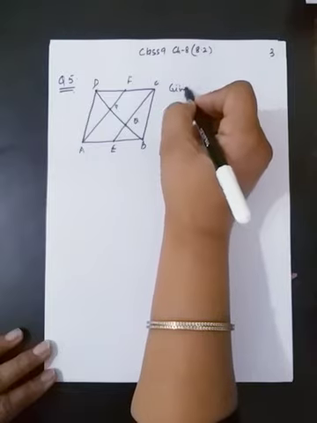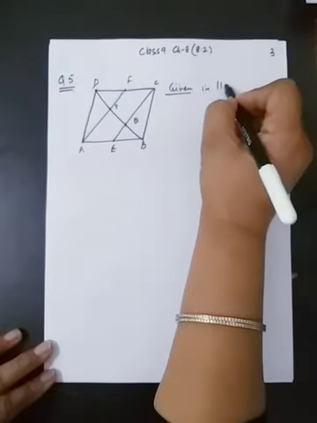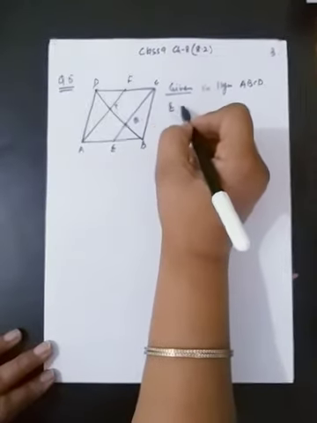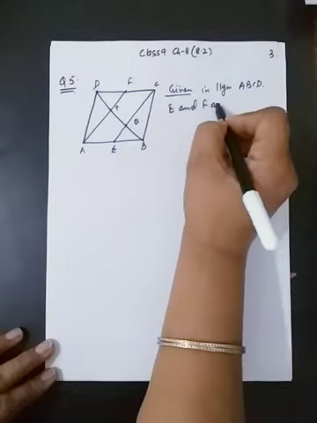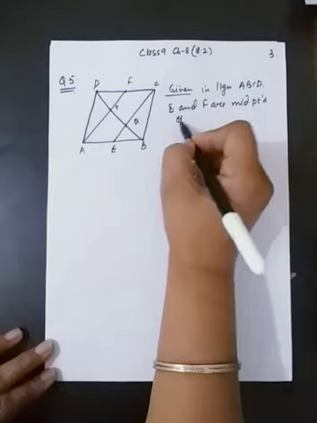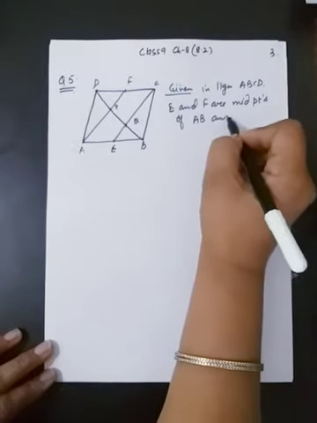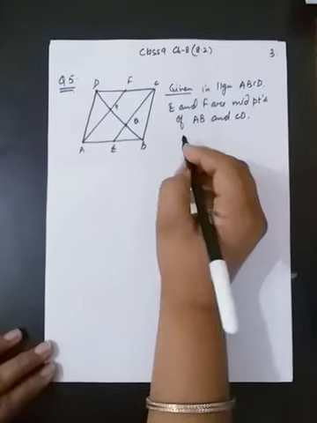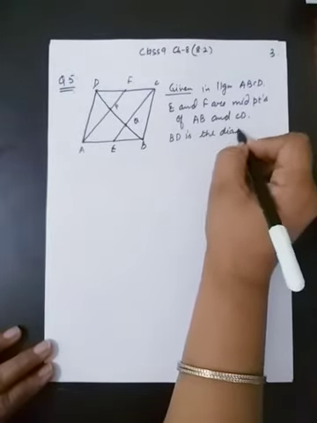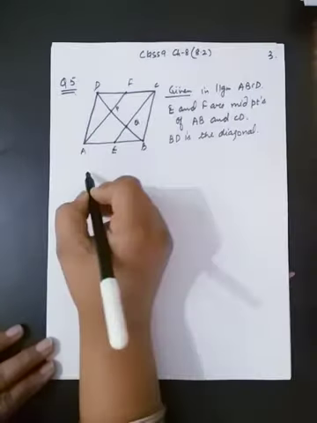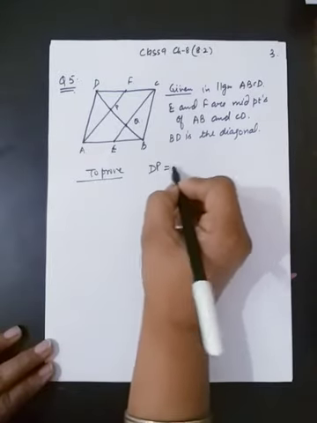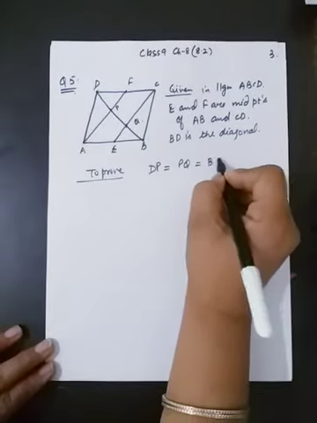So what is given here? In parallelogram ABCD, E and F are midpoints of AB and CD. BD is the diagonal. To prove, we have to prove DP is equal to PQ is equal to BQ.